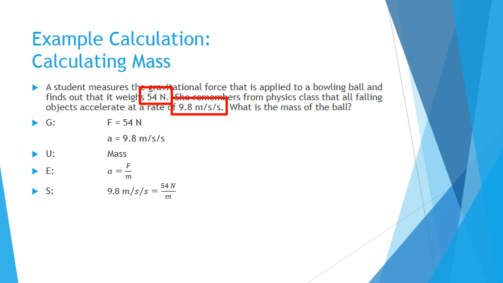This is one of those more difficult two-step equations. My first step is to move the M to the other side. I don't like having an unknown in the denominator. If I want to get rid of the M, I'm dividing by M, so I have to do the opposite. I'm going to multiply that side by M, which means I have to also multiply the left side by M. Simplify that down. We're going to have 9.8 times M is equal to 54 newtons.